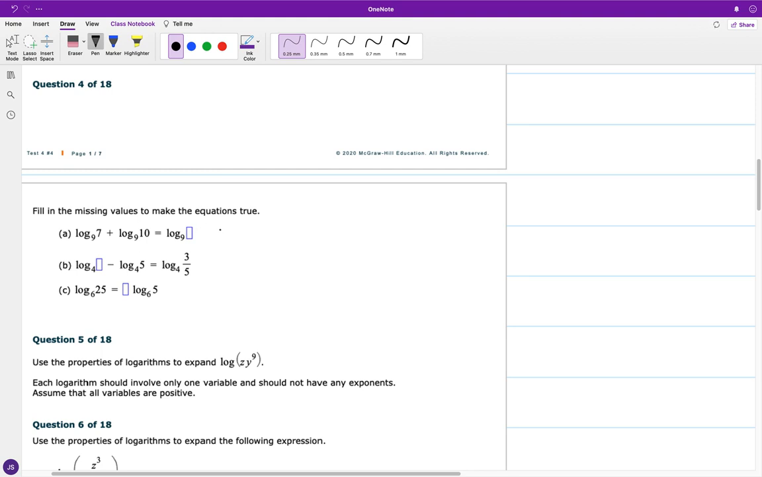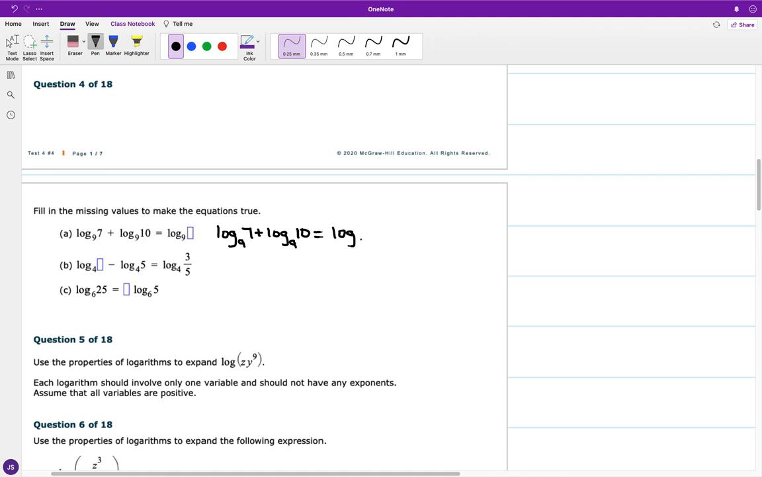From part A, I have the base 9 logarithm of 7 plus the base 9 logarithm of 10, and in piecing it together, addition implies multiplication of the arguments. So we have the base 9 logarithm of 7 times 10, which comes out to the base 9 logarithm of 70. So 70 is the missing value in this problem.